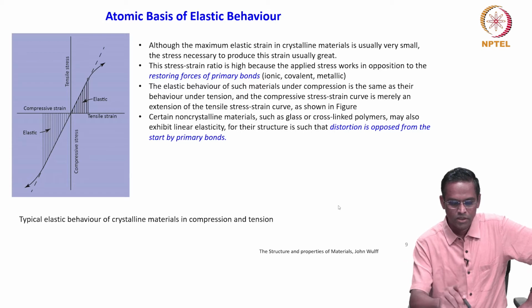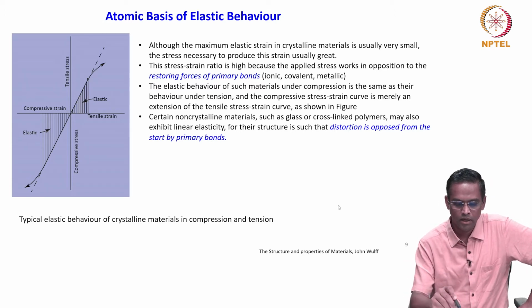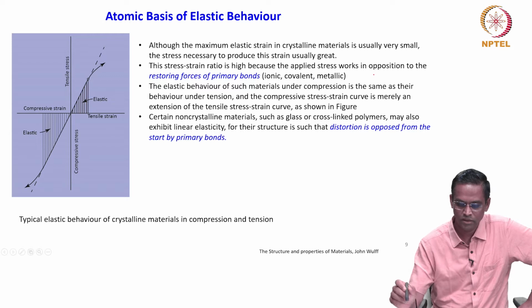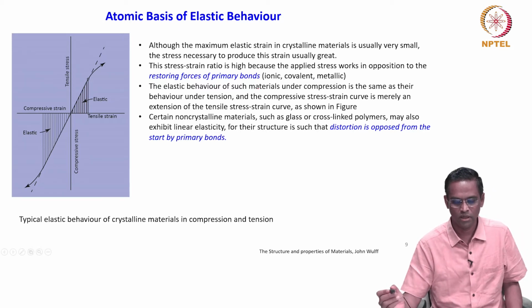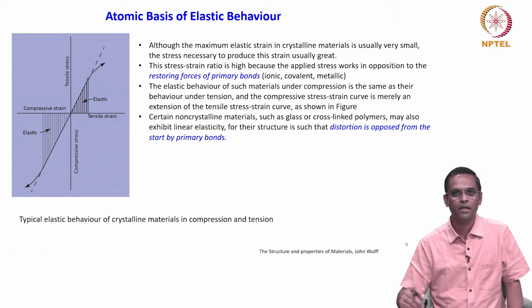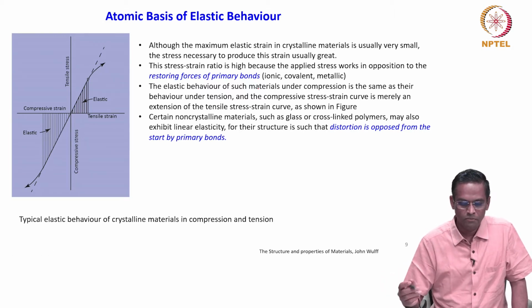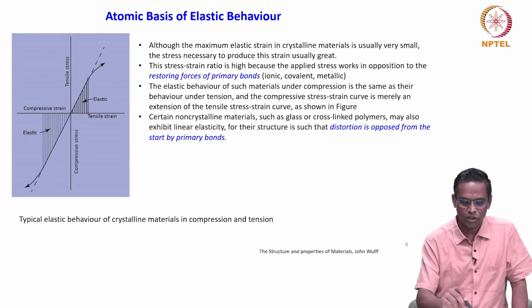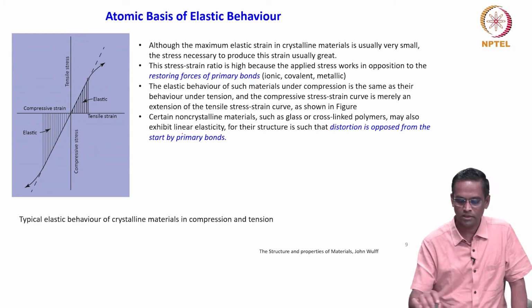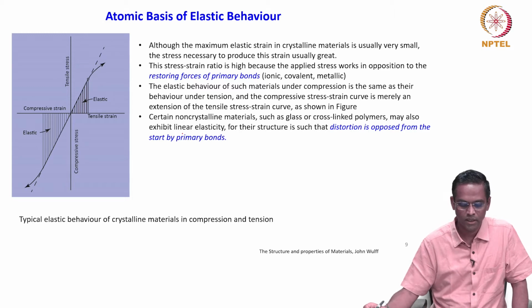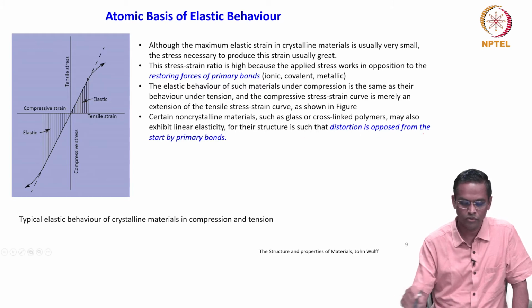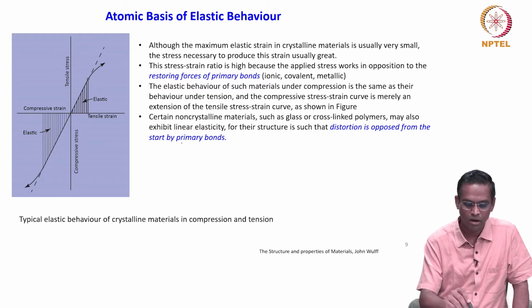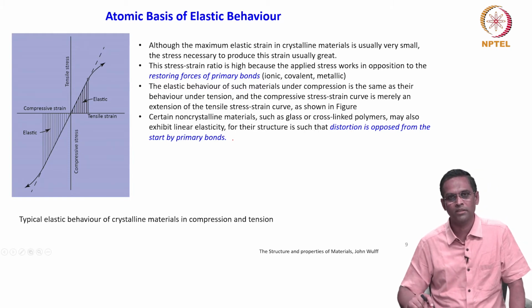the stress strain ratio is high because the applied stress works in opposition to restoring force of primary bonds, for example ionic, covalent, metallic bonds. Similarly, we also started our discussion on the non-crystalline materials such as glass. Cross-linked polymers may also exhibit linear elasticity, for their structure is such that distortion is opposed from the start by primary bonds.